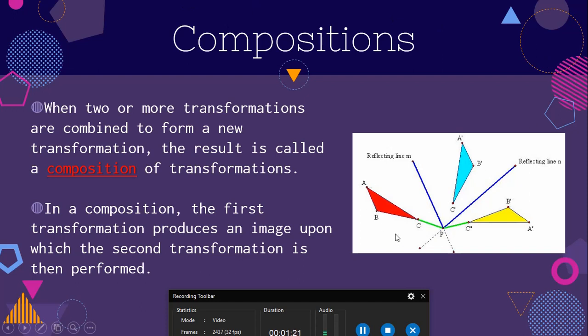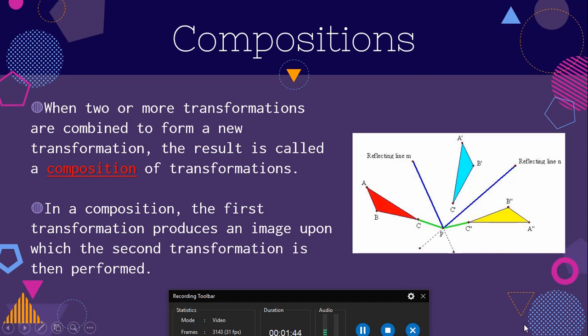In this diagram, you can see we started with the triangle in red. We first reflected it in line M to create triangle A'B'C'. And then we took that image and we reflected it in line N to create triangle A''B''C''. So this is a series of compositions. They're all reflections, but they result in a final image.